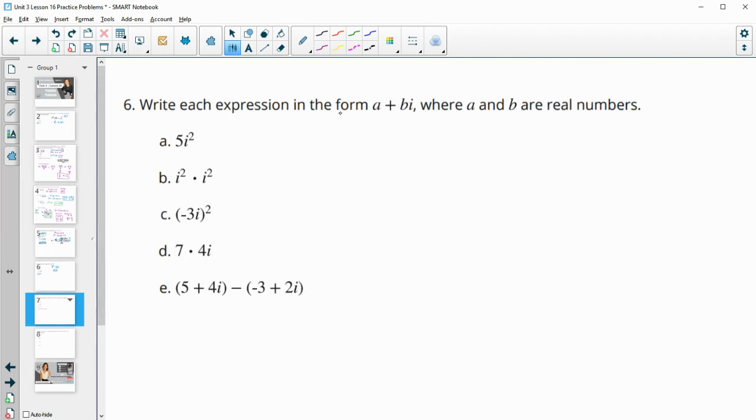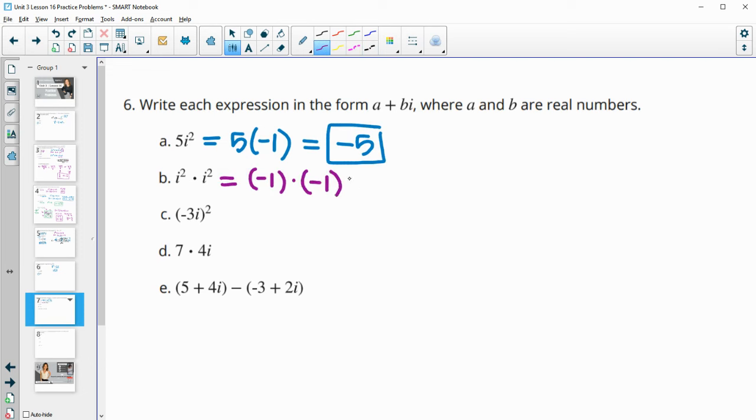Number 6, write the expression in the form a plus bi, where a and b are real numbers. So this just means to simplify it, not have any i squareds. So for this one, remember that i squared is negative 1. So 5 times negative 1 is just negative 5. Second one, we've got two i squareds. So we've got i squared, which is negative 1, times i squared, which is negative 1. Negative 1 times negative 1 is positive 1.